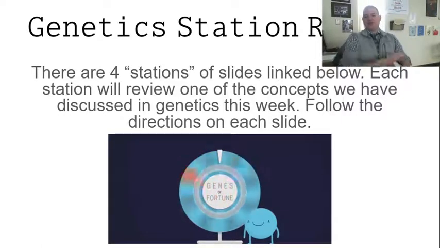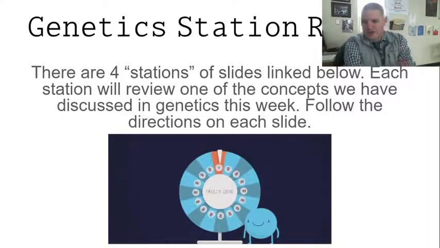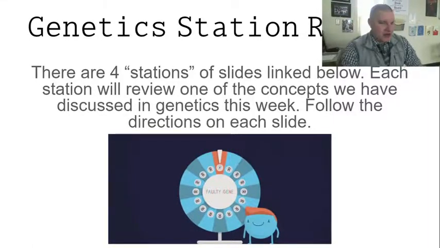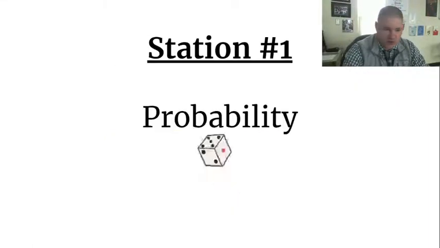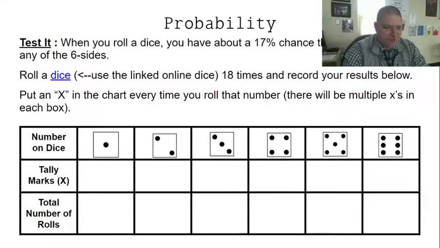There are 4 stations of slides linked below. Each station will review one of the concepts we have discussed in genetics this week. The directions on each slide are your instructions for everything. So station 1 is probability. We did probability earlier in the week, so we're going to do some probability.